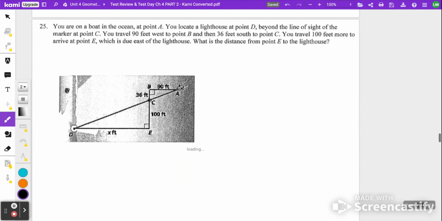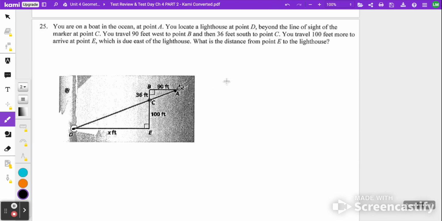The next one is also a similar figures question. You're on a boat in the ocean at point A, so here you are. You locate a lighthouse at point D. Beyond the line of sight, you place a marker at point C. You travel 90 feet west, point B, and then 36 feet south. You travel 100 feet more, so how far is it from E to D?